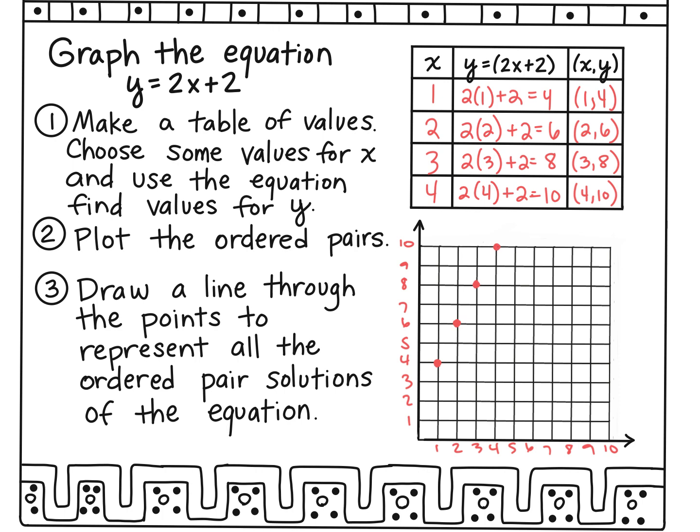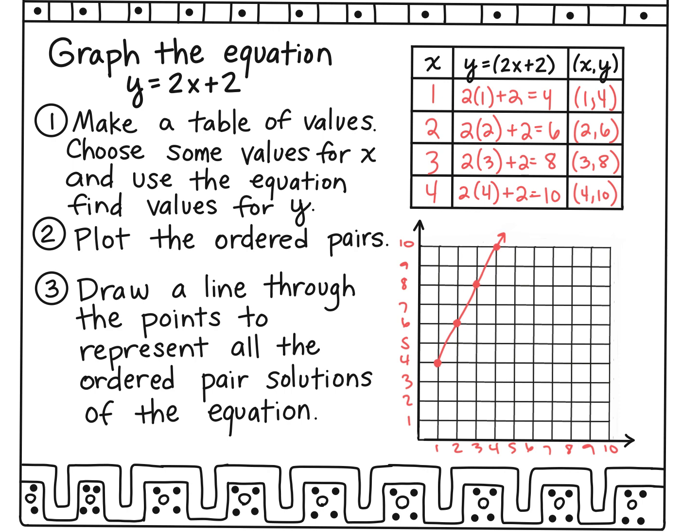Step 3 says draw a line through the points to represent all of the ordered pair solutions of the equation. So it'll look like this. Now, something I want to point out to you. Notice how it's not starting anywhere except for in the middle of the graph. There's actually a starting point for this.